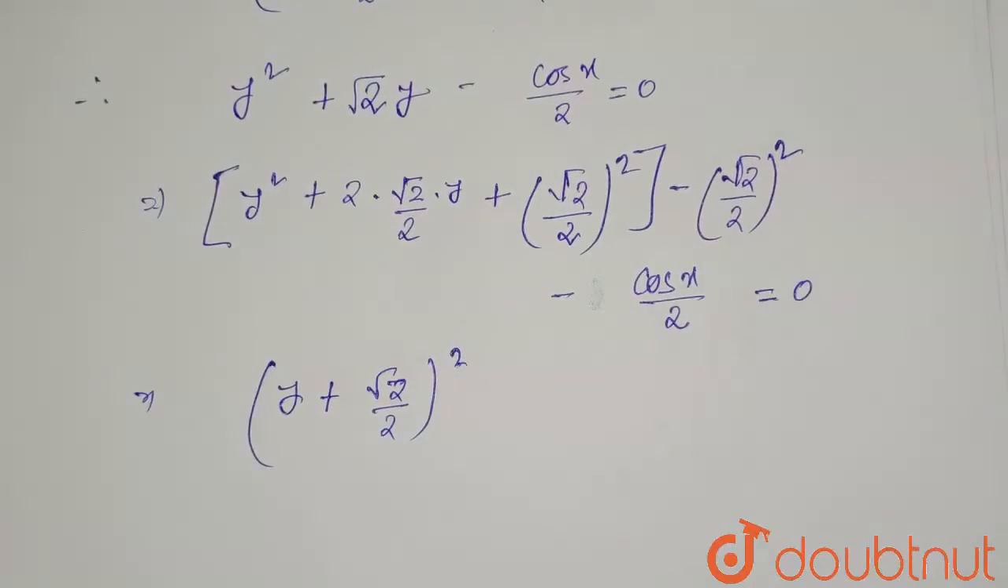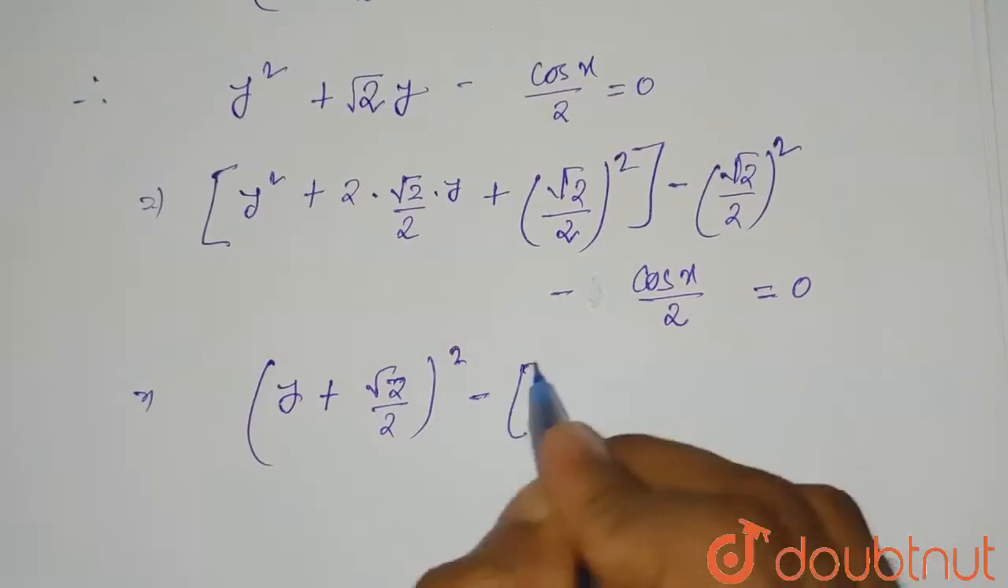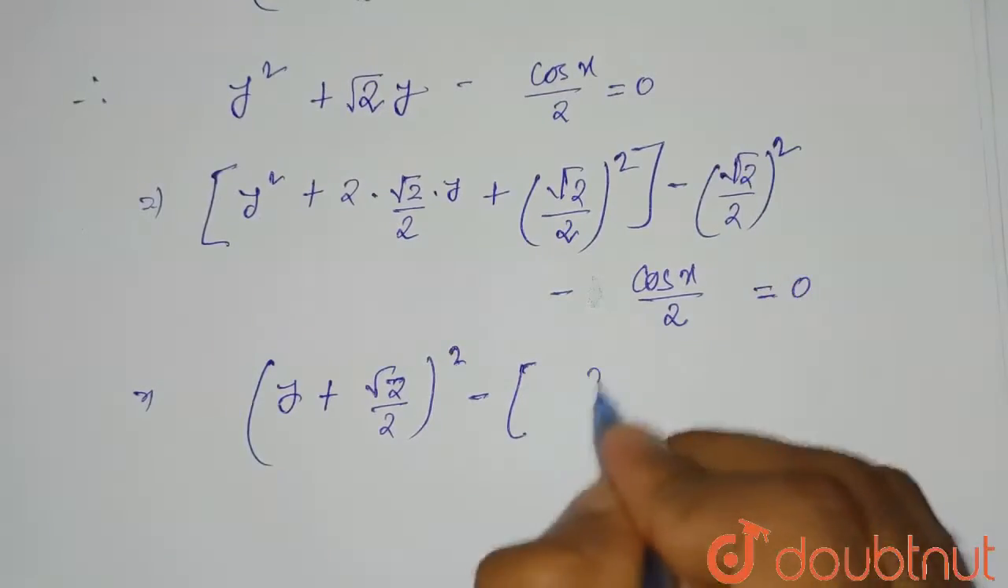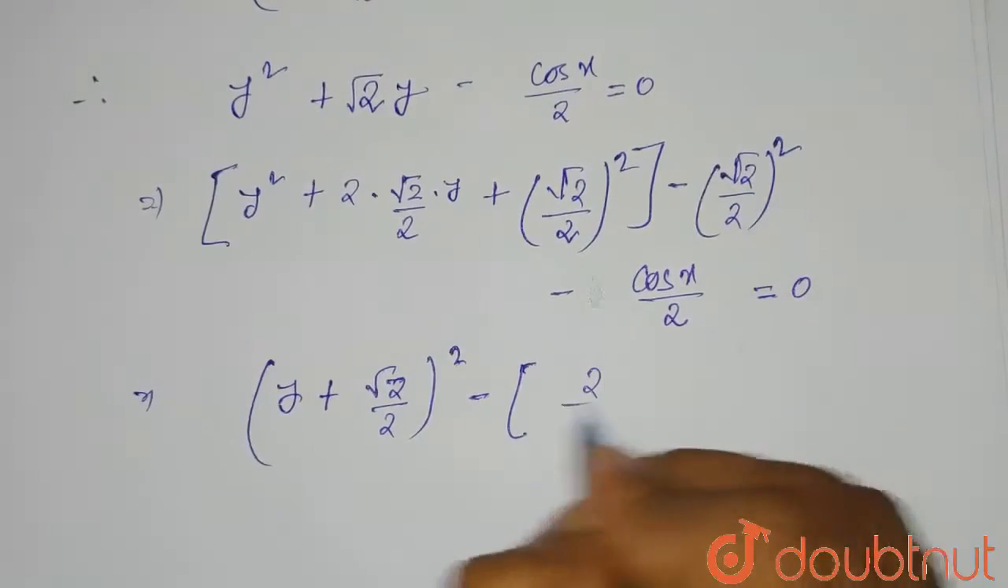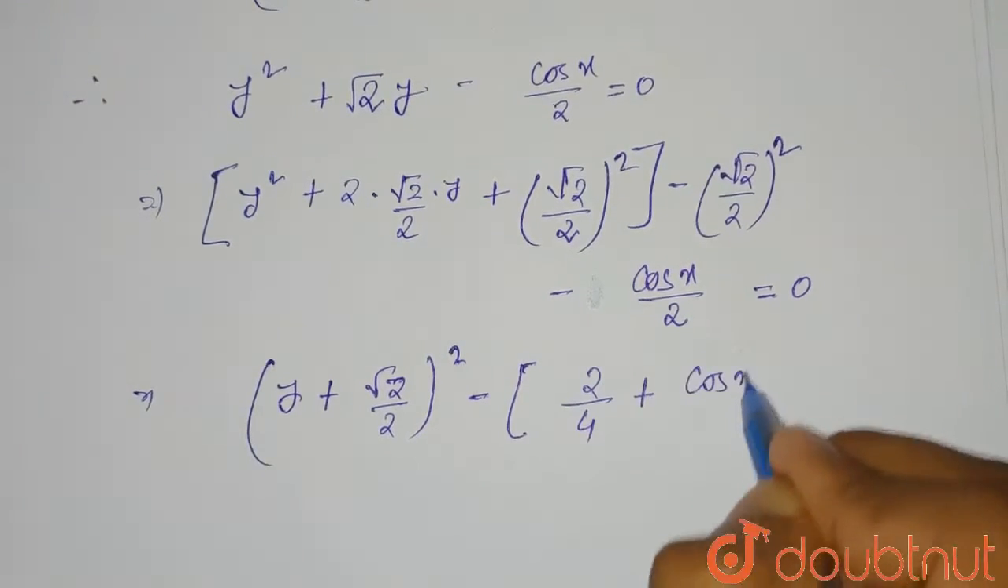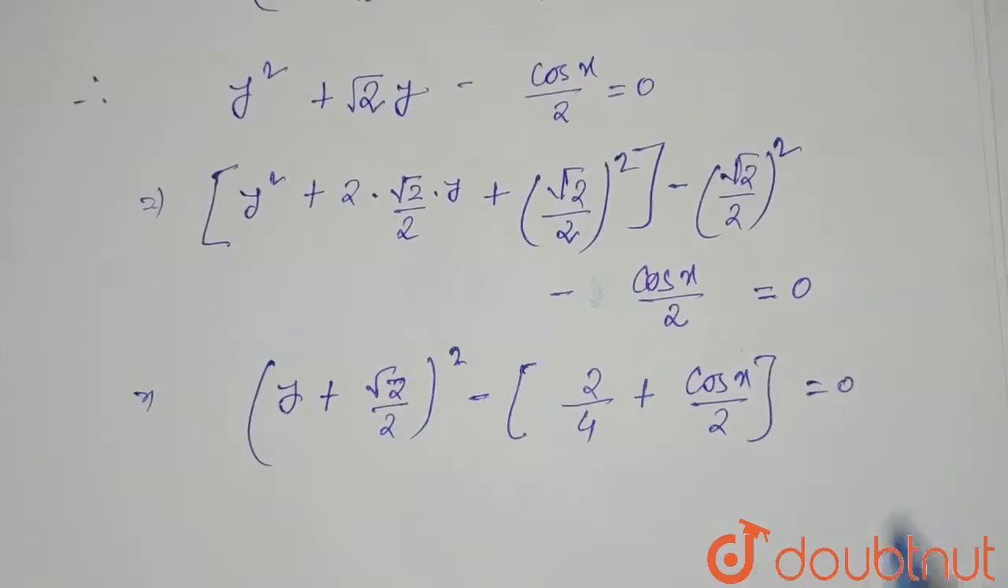and here, taking minus common, (root 2/2) whole square means the root and square cancel, so it will be 2 divided by 4, and as we have taken the minus sign common, plus cos x/2 equals 0.